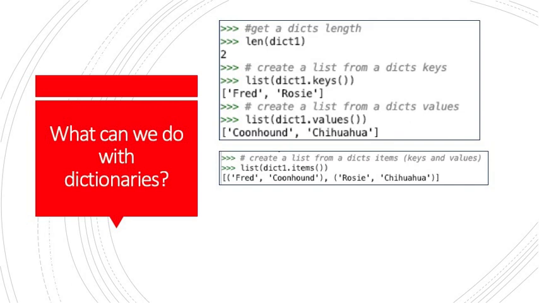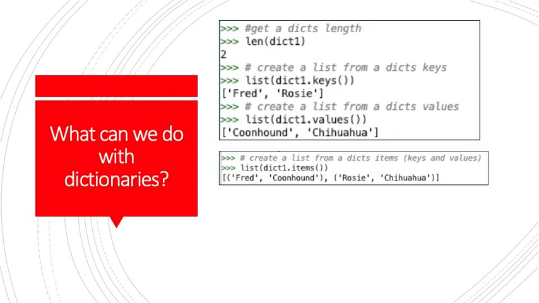We can get a dictionary's length by using the length or len method. Len, pass it dict1, and we see 2. So that means we have 2 key value pairs in dict1. We can create a list from dictionary keys. We use the list method. We pass it dict1.keys, and we get Fred and Rosie.